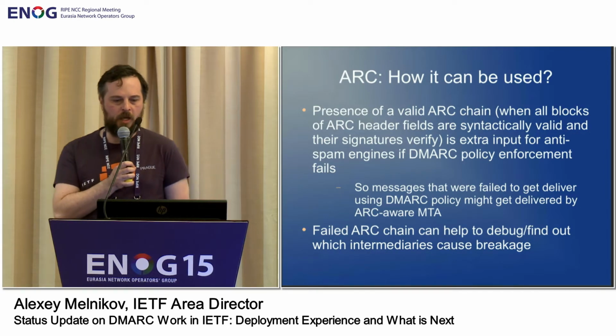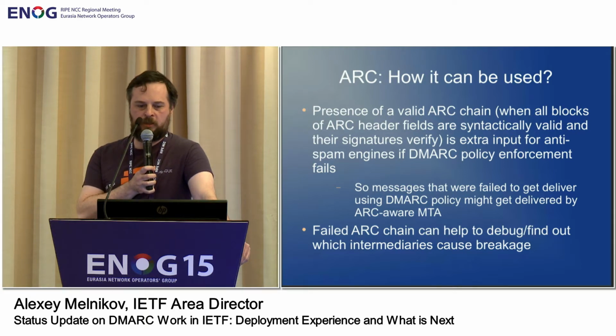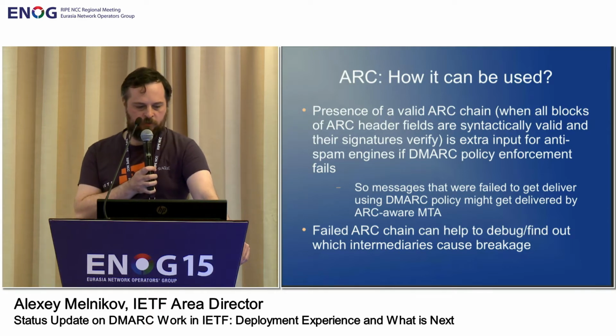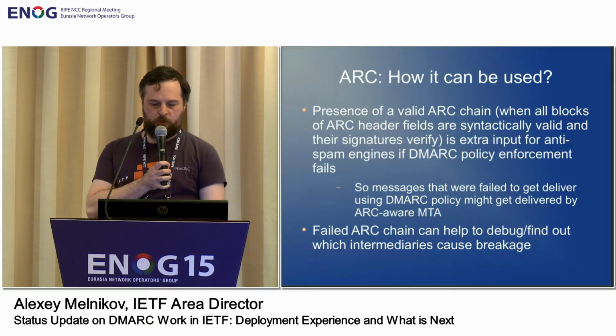So how can ARC be used? The presence of a valid ARC chain. If recipients would reject a message due to DMARC policy, they might defer to ARC and see if there is a valid ARC chain, and then it might deliver this message instead of bouncing it. ARC also helps to debug issues with intermediaries if there are some unintended changes to messages.